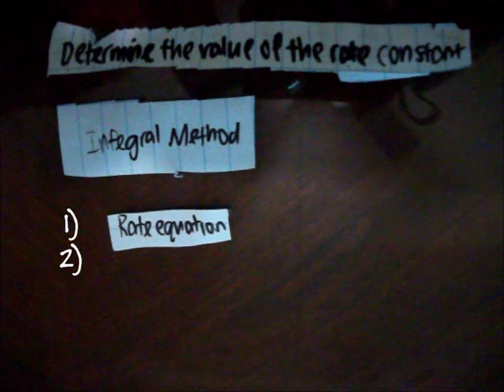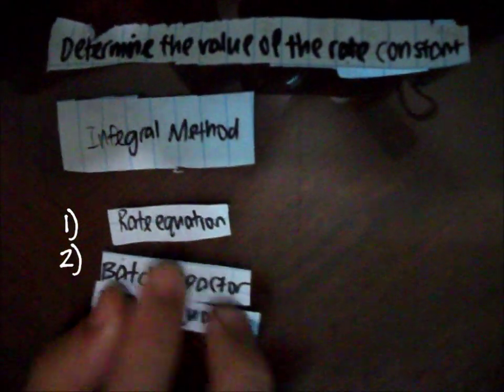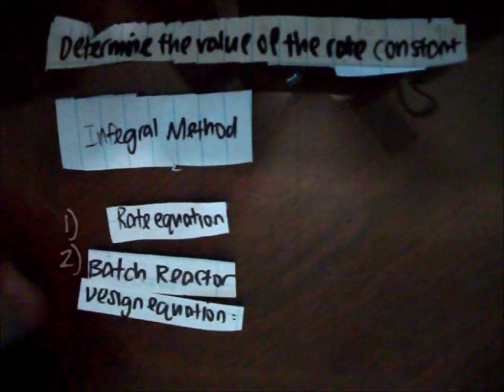Now let's move on to the second part of the question, where we want to determine the value of the rate constant by using the integral method. When we use the integral method, we have to use the rate equation and the batch reactor design equation. There are 2 equations you need.